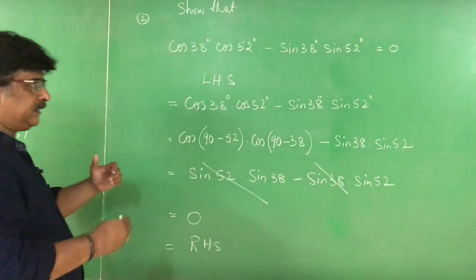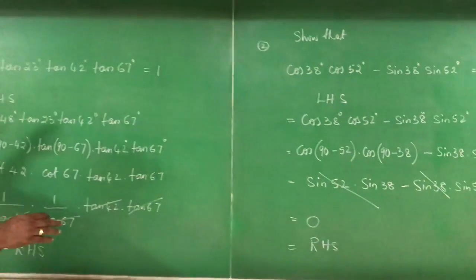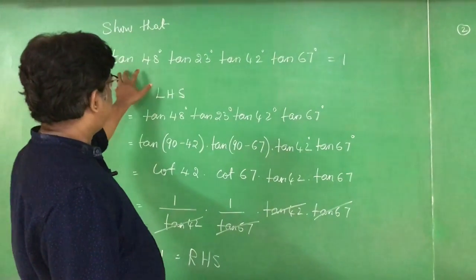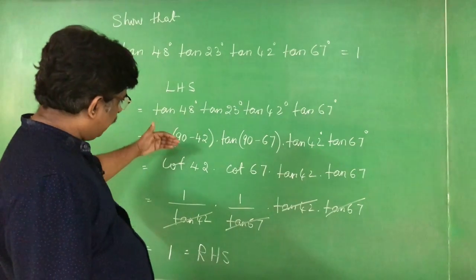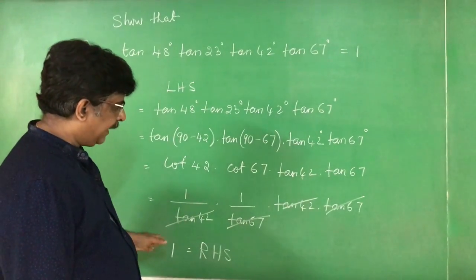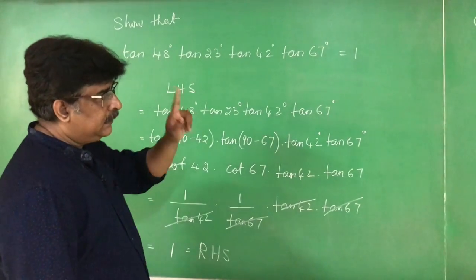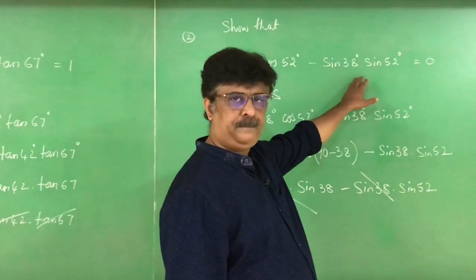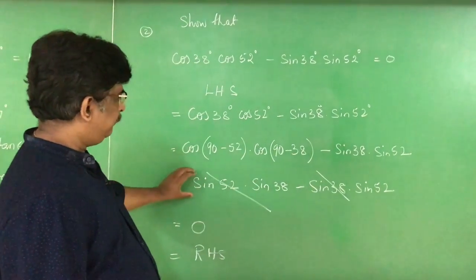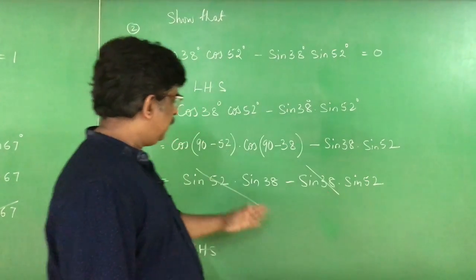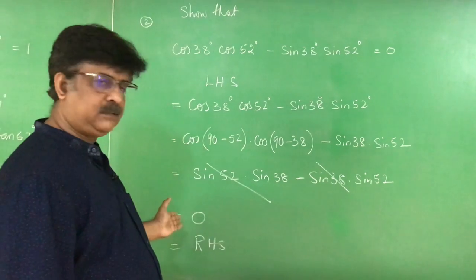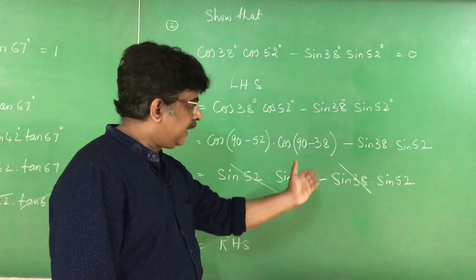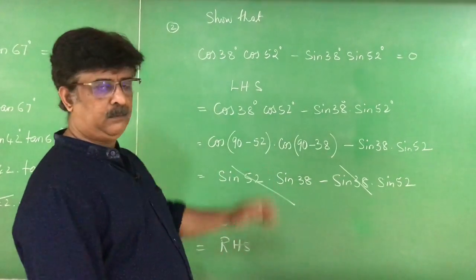Now I see both the problems again. The first problem, 4 terms of tan are given. I change 2 terms into cot. Then cot is the reciprocal of tan. I cancel it out. I got 1. The second one, what is given is cos and sin. Cos I change to sin. This sin I keep as it is. Same minus same is equal to 0. Same divided by same becomes 1. Same minus same becomes 0. That is the difference between these two problems.